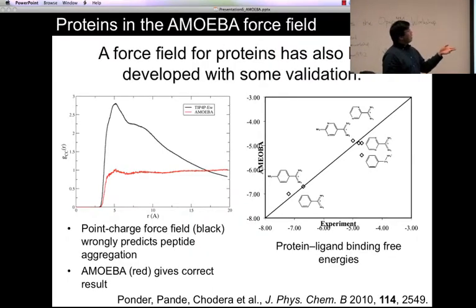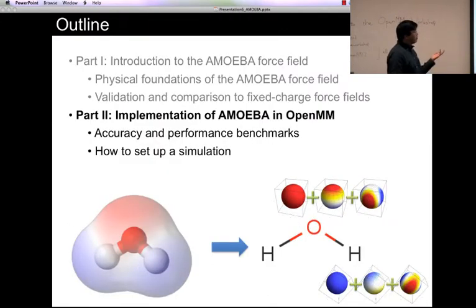There is also a force field for proteins that's developed with some amount of validation. Here are some figures from a paper that came out in 2010. You can see that if you use a point charge force field for this protein, I don't remember which one it is, the protein aggregates, but in experiment, the protein doesn't aggregate. And when you run the AMOEBA simulation, you get the correct result, which is the red line. And here's a bunch of protein-ligand binding free energies, which also are in good agreement with experiment. So that's a summary of the force field itself.